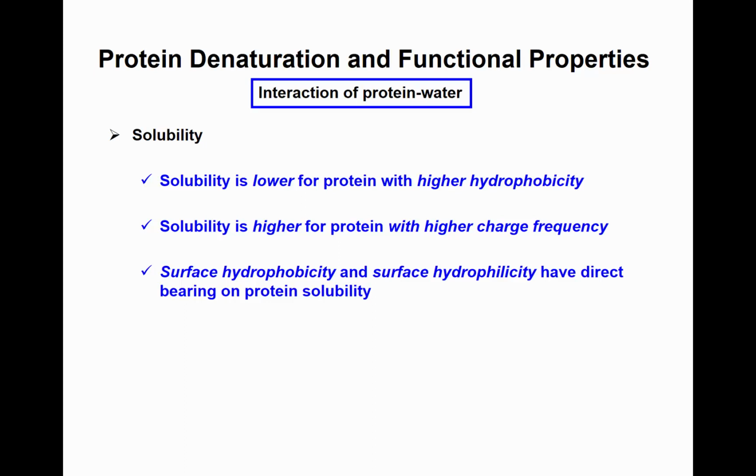So solubility is lower for protein with higher hydrophobicity, such as corn protein. It has a very high overall composition of hydrophobic residues, and on the surface is very hydrophobic. So if you have more net charge, you have more solubility. So both surface hydrophobicity and surface hydrophilicity have direct bearing on protein solubility.